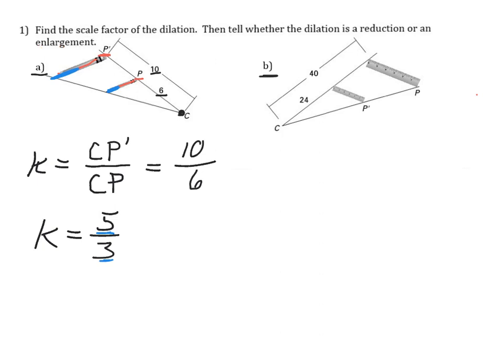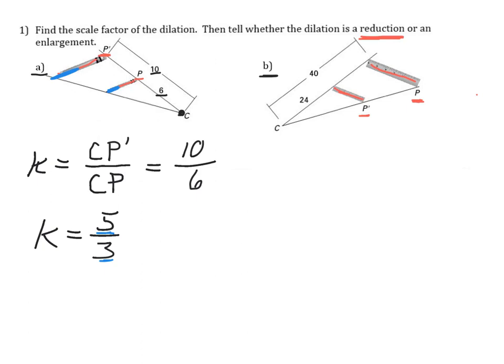Now for B, let's start off and identify our image and our pre-image. This ruler on the right is my pre-image because it's labeled P, and my image is this ruler right here labeled P prime. So right away I can tell that this is a reduction. My image is definitely smaller than the pre-image. P prime is definitely smaller than P.